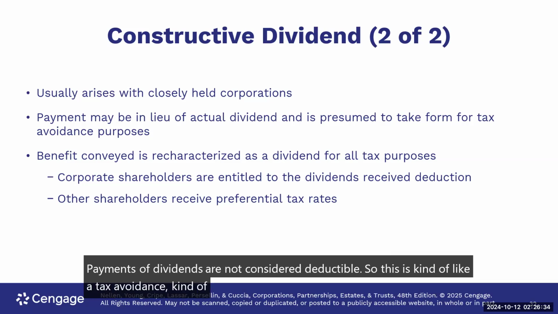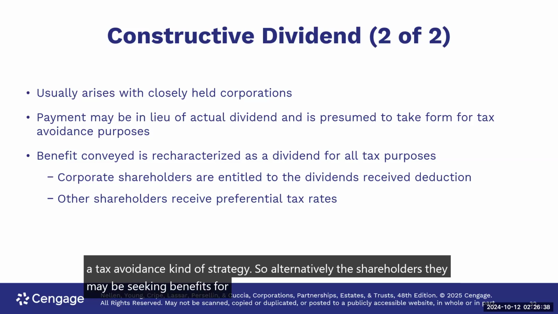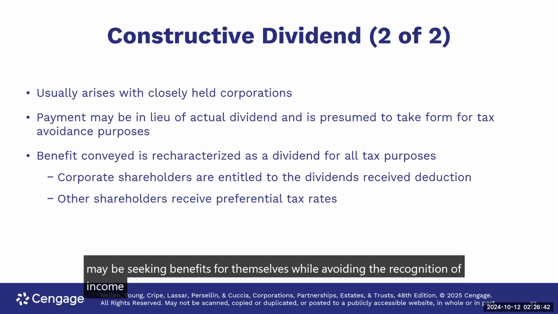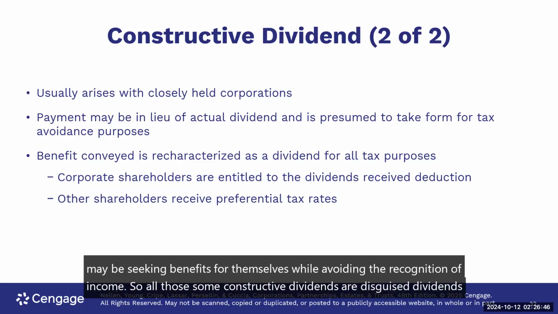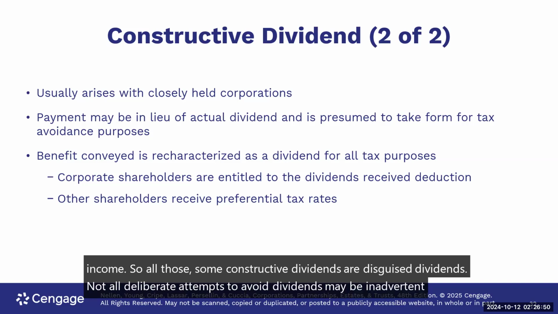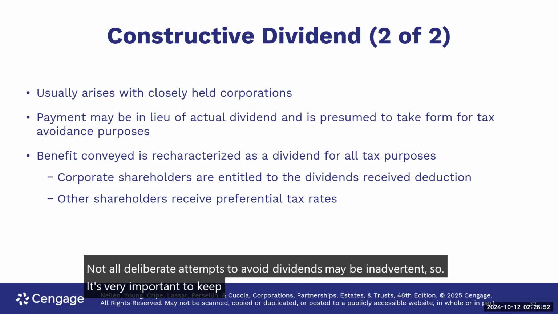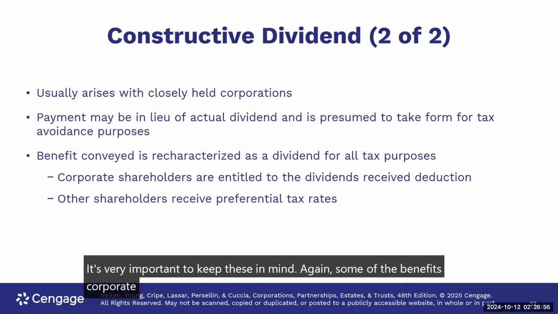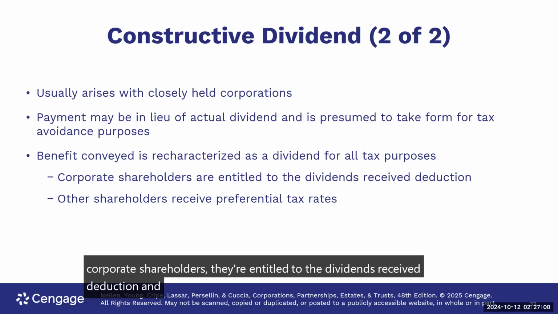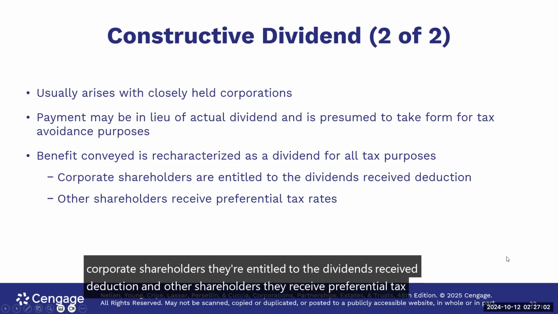So alternatively, the shareholders may be seeking benefits for themselves while avoiding the recognition of income. So although some constructive dividends are disguised dividends, not all attempts to avoid dividends are deliberate; some may be inadvertent. So it's very important to keep these in mind. Again, some of the benefits: corporate shareholders are entitled to the dividends received deduction, and other shareholders receive preferential tax rates.